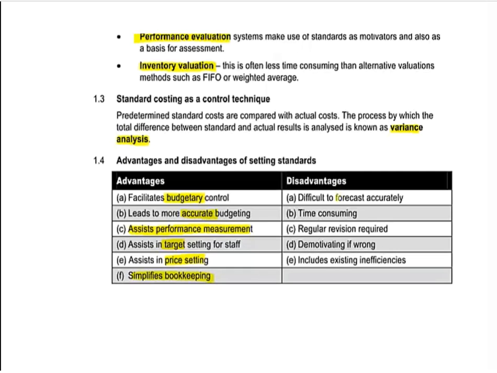The problem with standard setting is in so many areas we don't have a crystal ball, and this is no exception, and it can be very difficult to forecast accurately.